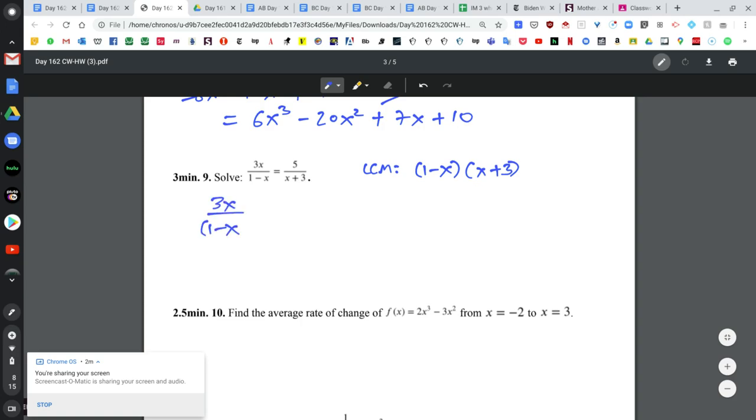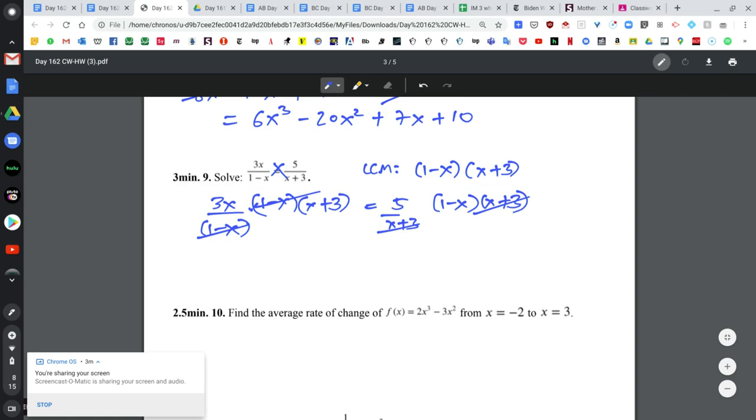So I like that method. You don't have to do that. You could also, what is called, cross multiply. That'll give you the same answer. But observe my method, please. Okay. So I basically multiply both sides by that LCM. 5 over x plus 3 times 1 minus x plus 3. And that will just clear the fraction.